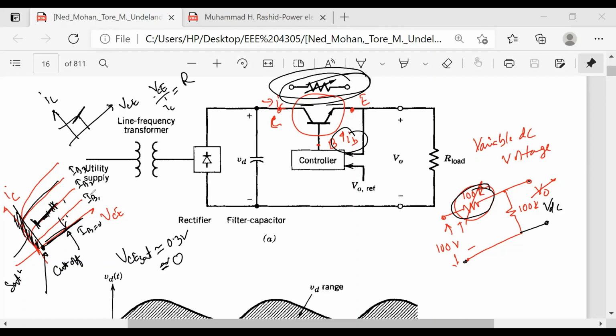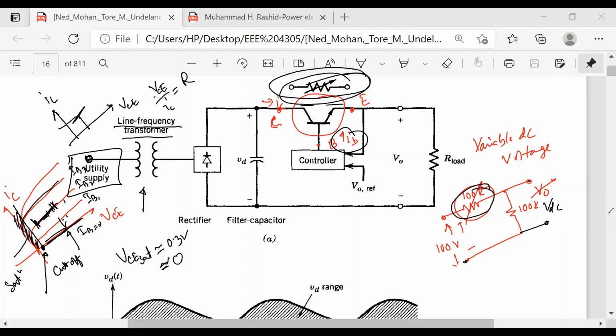So what we did here, can you see it from the utility? Utility means the power supplier or the electric power provider like PDB, REB in Bangladesh. So we have used a transformer here. The function of the transformer is to step up or step down the voltage. They mentioned here that this is the line frequency transformer. Line frequency means, what is our line frequency at our home or in our system?